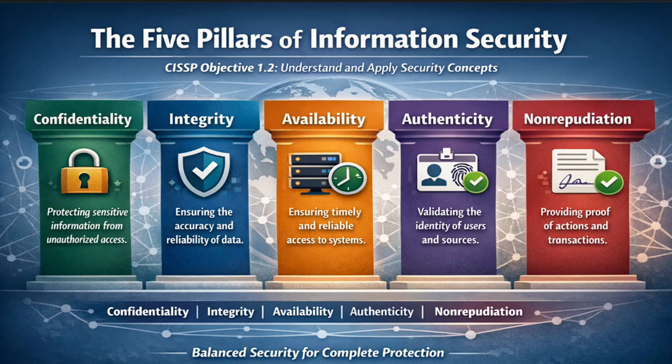Common controls used to support confidentiality include encryption, access controls, least privilege, data classification, network segmentation, and data loss prevention, or DLP. A breach of confidentiality occurs when sensitive information is exposed to someone who should not have access to it, such as a stolen database or leaked email.